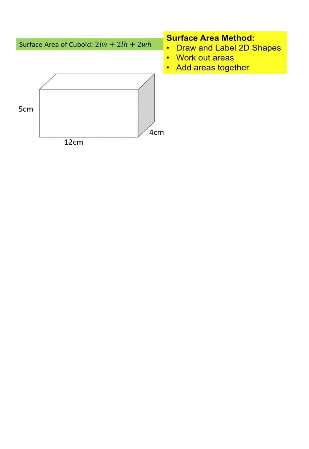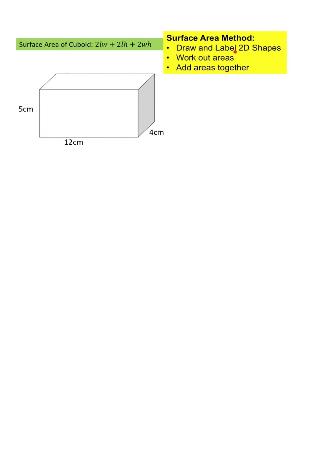In this video, we're going to be looking at finding the surface area of prisms. So the first one we're going to look at is a cuboid, which we can see here. Now, the method for finding the surface area of a prism is here in the yellow box.